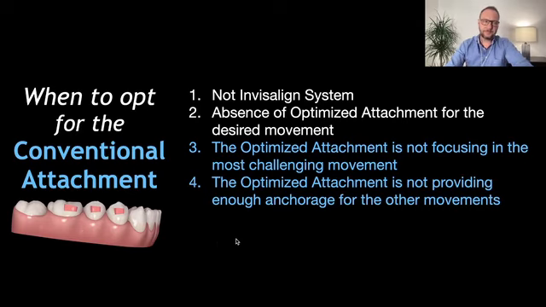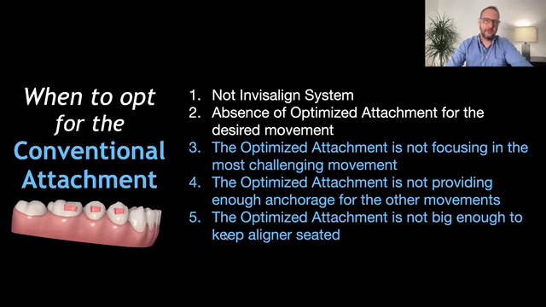And also, when we really need anchorage, for example, here, the example that I showed you before, we need to intrude the anteriors, and here we need anchorage. And we have a very tiny optimized attachment just to do a minor movement of rotation that we know that we're going to lose tracking for the movement that we really want. So I am changing because I want anchorage, okay?